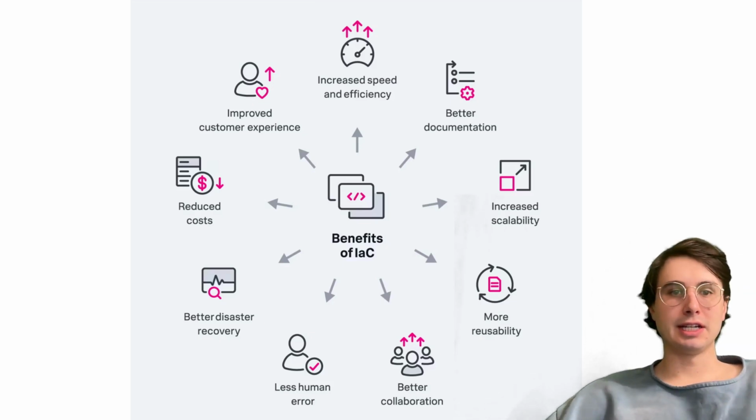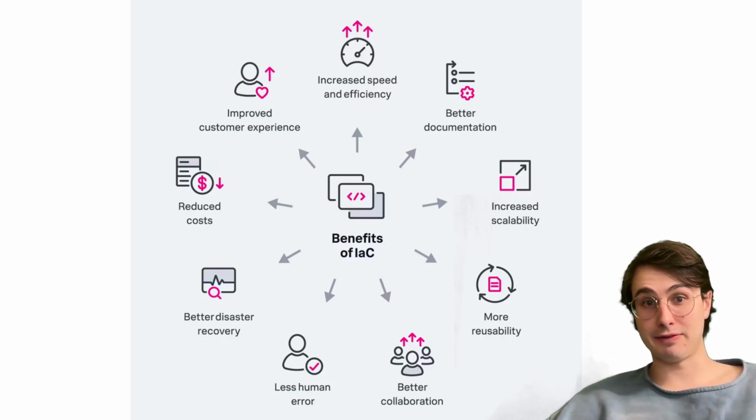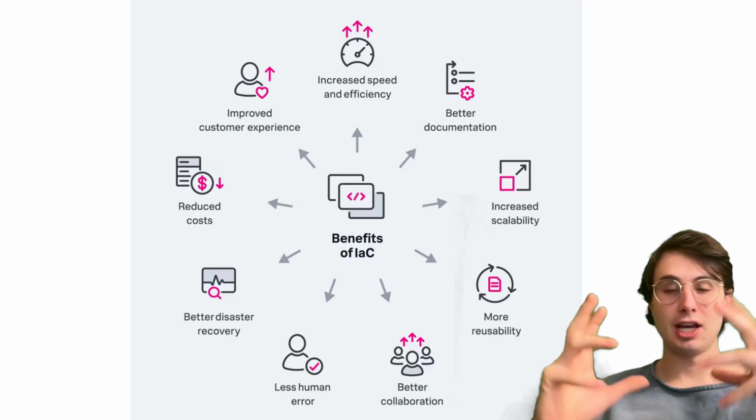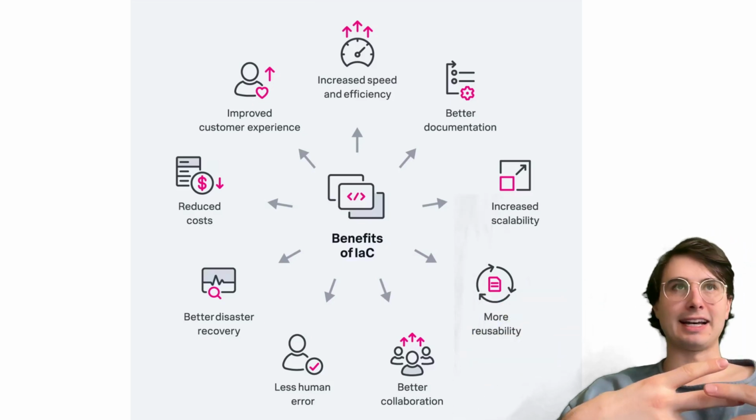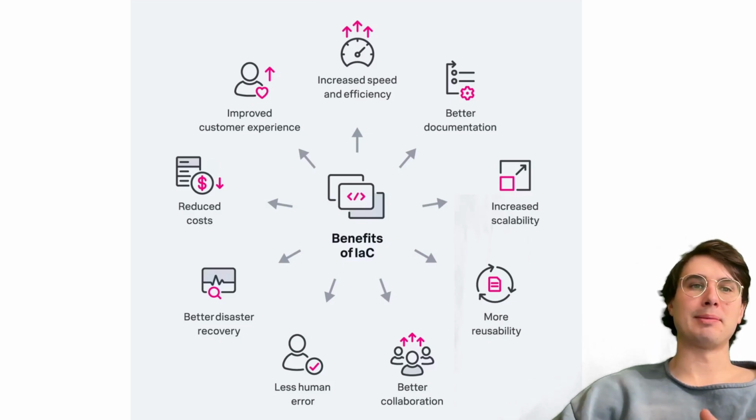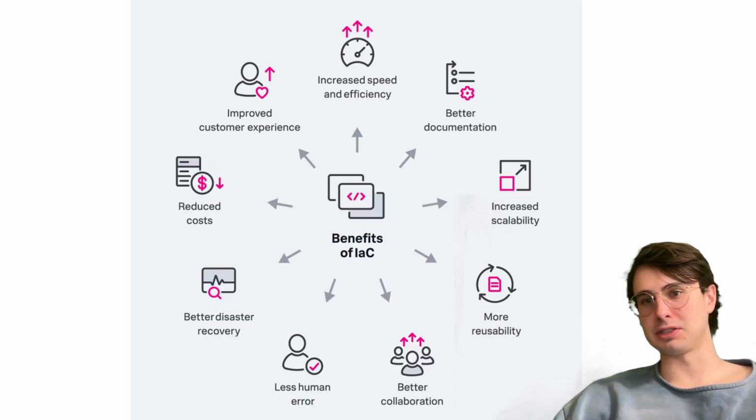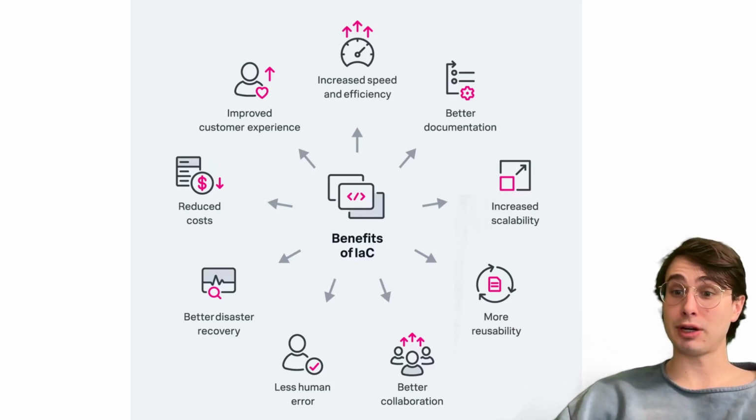And then finally, collaboration and version control. Infrastructure as code enables infrastructure definitions to be stored in Git repositories, which then allows many different teams to collaborate, review changes in a tracked and structured way, and also track your modifications just like application code, just like any other piece of software.